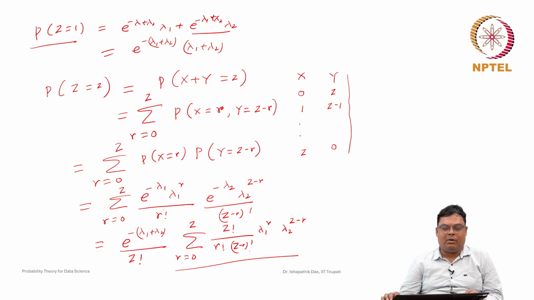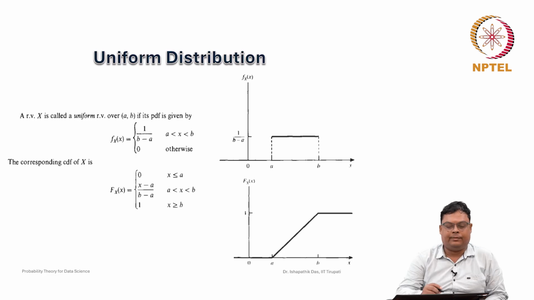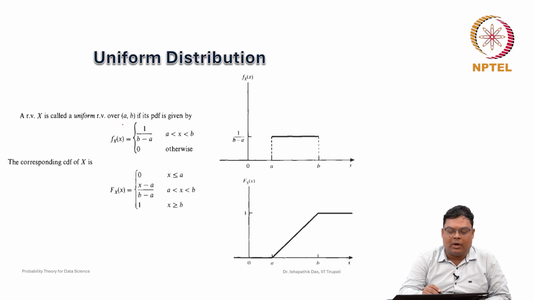Some continuous random variables we will discuss, starting with the uniform distribution. Now, we will discuss some of the important continuous distributions. One of them is known as the uniform distribution, which is defined on an interval. A random variable X is called a uniform random variable over a and b, two real numbers where a is less than b, if its probability density function is given by f of x is equal to 1 by b minus a whenever a is less than x less than b.